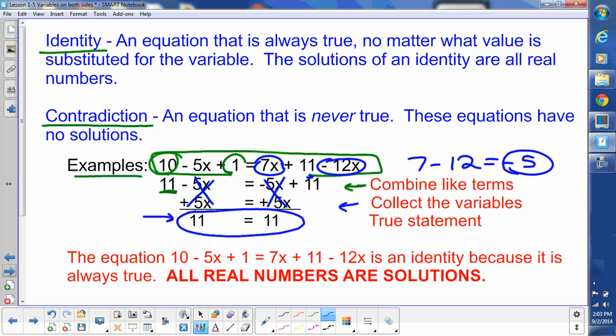So if after you collect your variables by adding or subtracting, you get one number equals the same number, it's called an identity. When you have an ending statement like this, where the left and right are exactly the same, your solution is all real numbers.